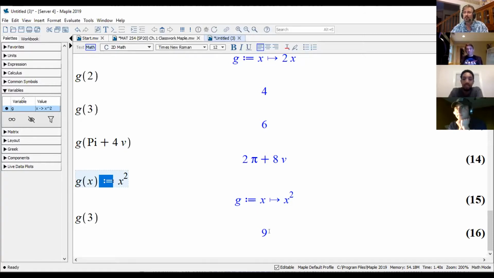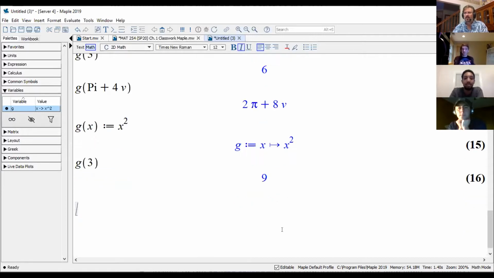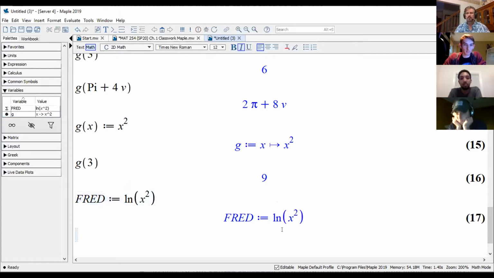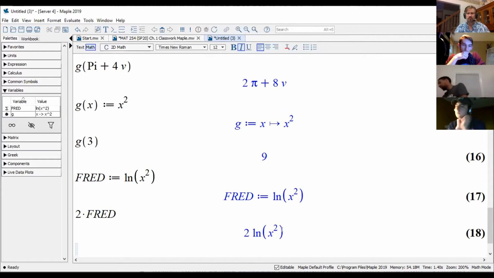So for example, we could say, I want to name Fred. Fred is going to be the natural log of x squared. That's Fred. And Maple goes, okay, from now on, Fred is the natural log of x squared. So if I wanted to, I could refer back to Fred. I could say, hey, what is 2 times Fred? And Maple goes, oh, it's just 2 times the natural log of x squared. It knows how to do that. And so you'll get better at it as you practice a little bit more.